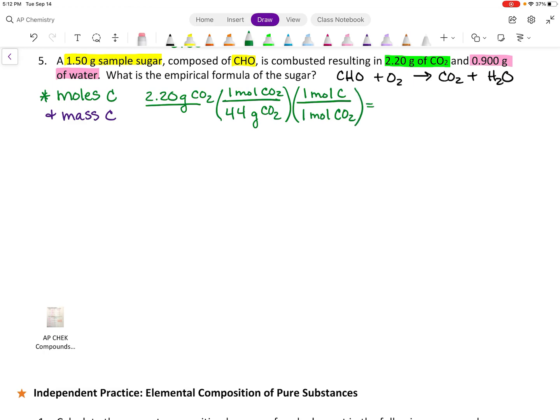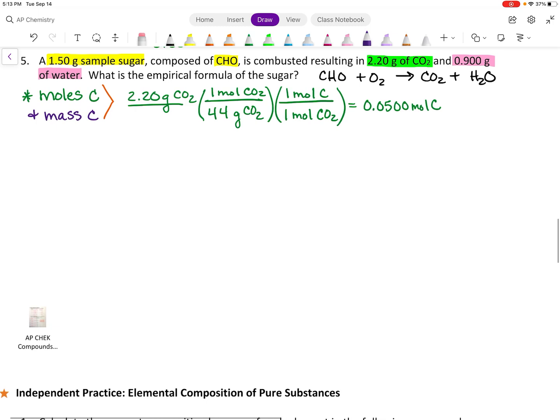And so we can determine what the number of moles are, and I got 0.05 moles of carbon. So that's the first part of that. And remember, I said we're going to do mass as well. So what we want to do is go ahead, and I want to subtotal that because I need to have the mole value to do some other stuff.